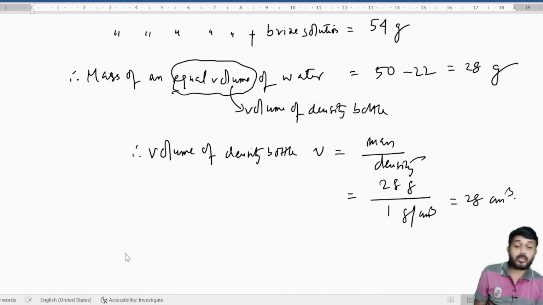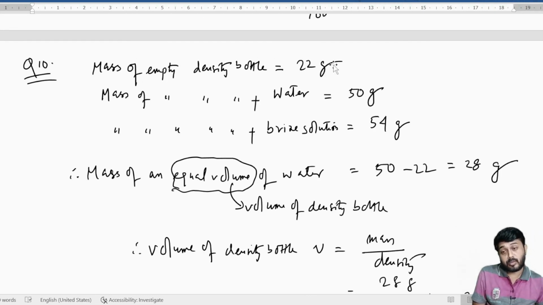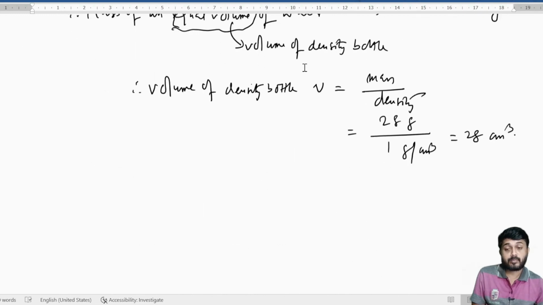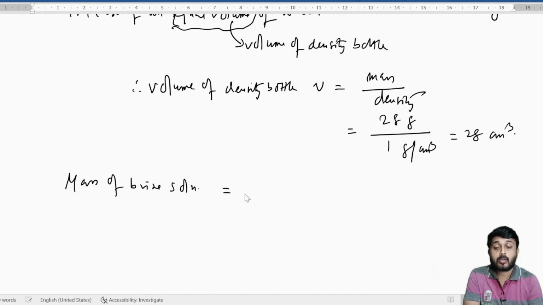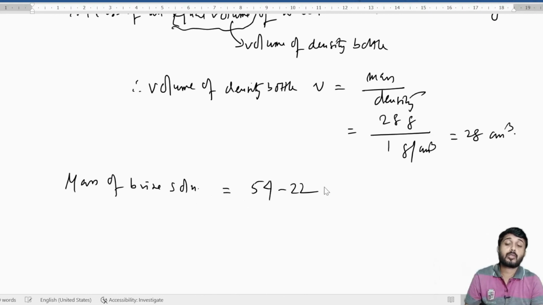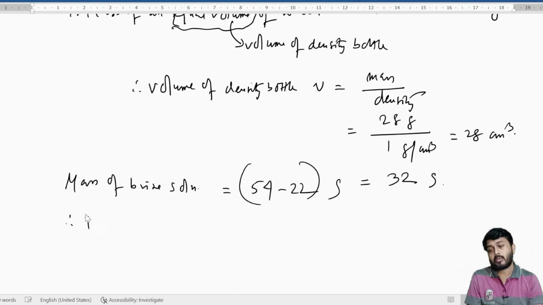After that, find out the mass of brine solution. Have a look once again. Mass of empty bottle is 22 gram. Mass of empty bottle plus mass of brine solution is 54 gram. What should be the mass of brine solution? 54 minus 22, right? Mass of brine solution equal to 54 minus 22 gram, or 32 gram. What should be the density?